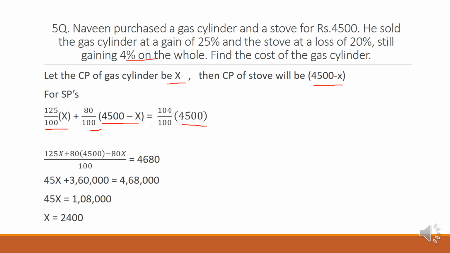4,500. So after solving this, we will get 125X plus 80 into 4,500 minus 80X by 100 is equals to 4,680. After solving this, we will get the value of X is equals to 2,400. So 2,400 is the cost price of the gas cylinder.